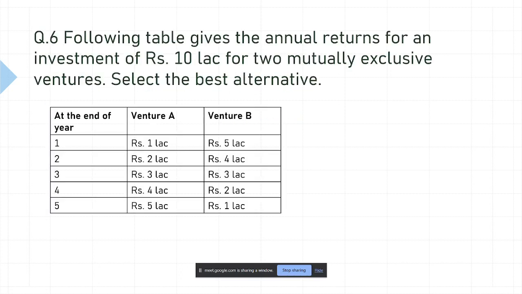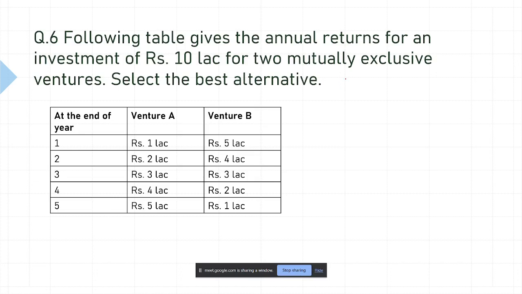The following table gives the annual returns for an investment of rupees 10 lakh for two mutually exclusive ventures. Select the best alternative. Now, the first point I want from you guys is, what kind of methods can we apply here? Till now we have read about three: payback period, average annual rate of returns, and out of pocket commitment.